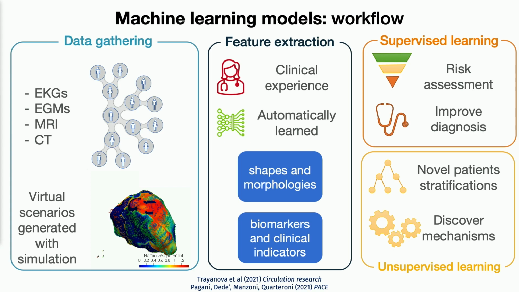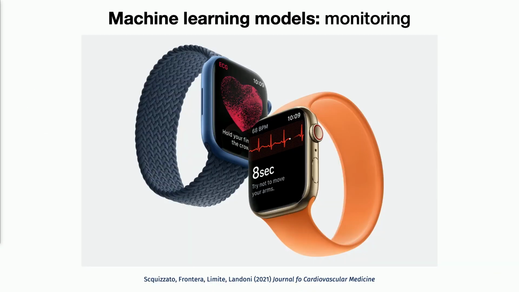Supervised learning is a type of machine learning where the algorithm is trained using labeled data and is commonly used for tasks like diagnosis, prediction, and risk stratification. Another tool, unsupervised learning, on the other hand, deals with unlabeled data where the algorithm learns patterns.